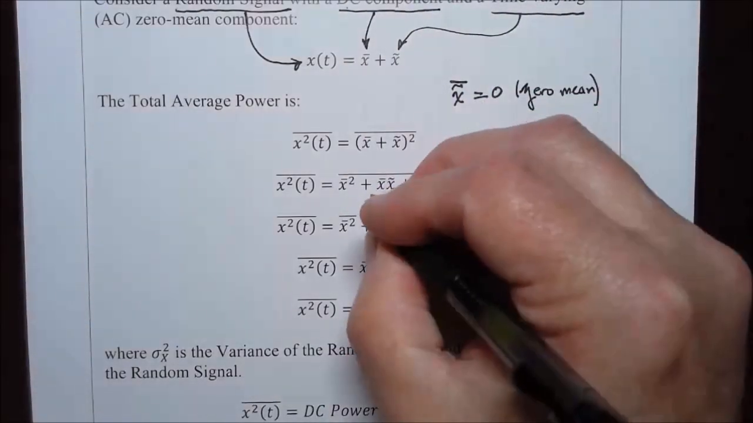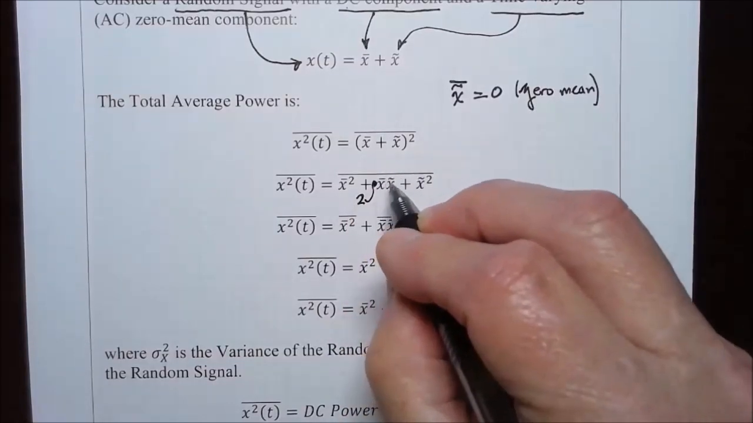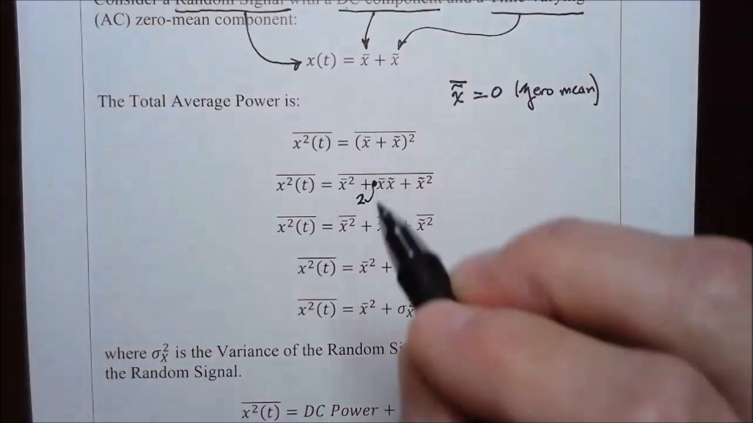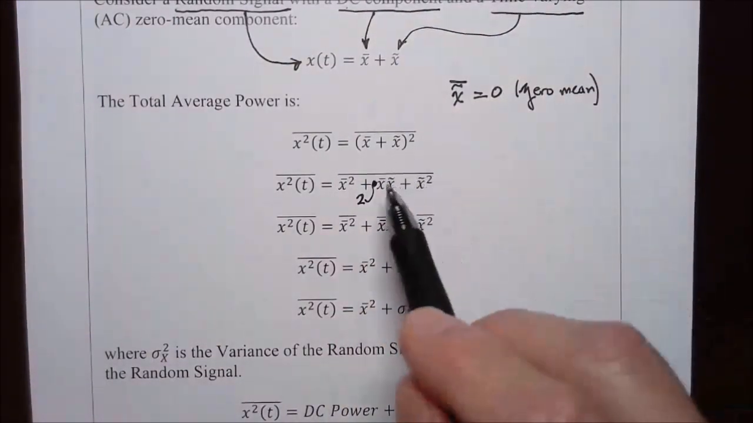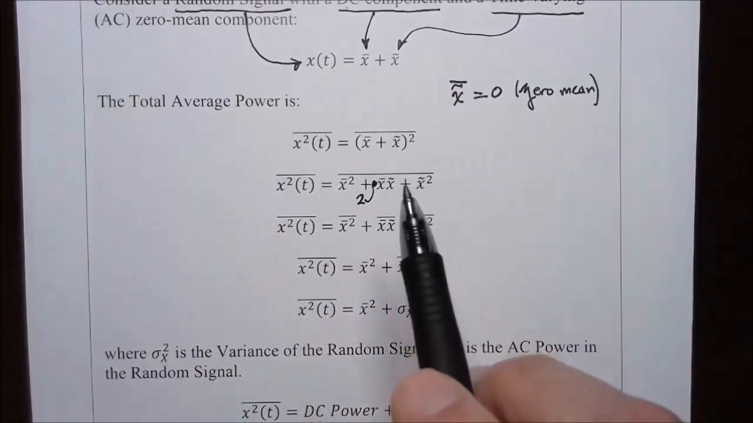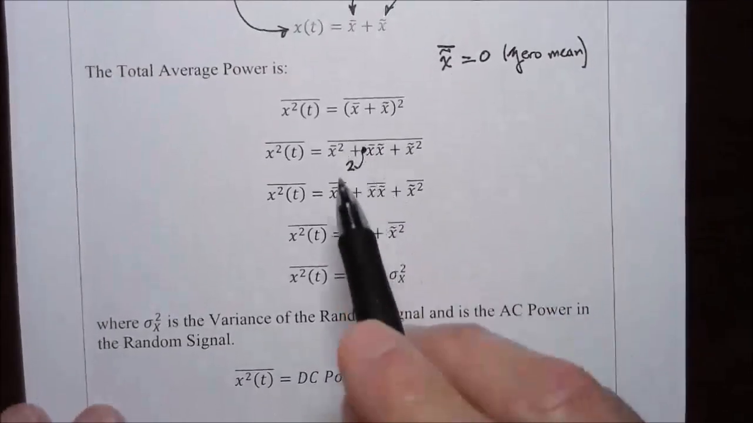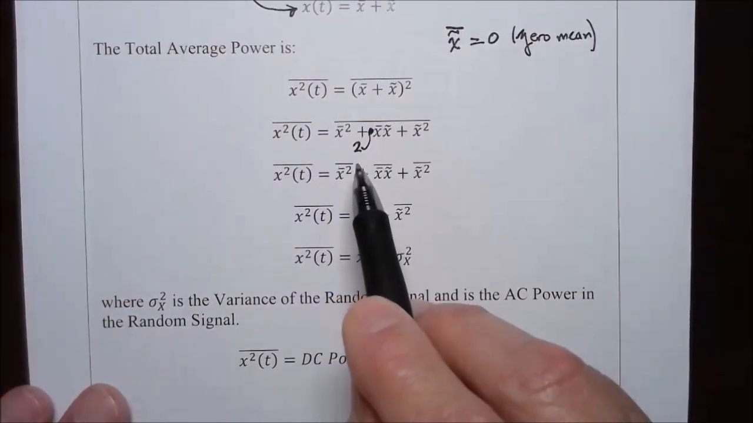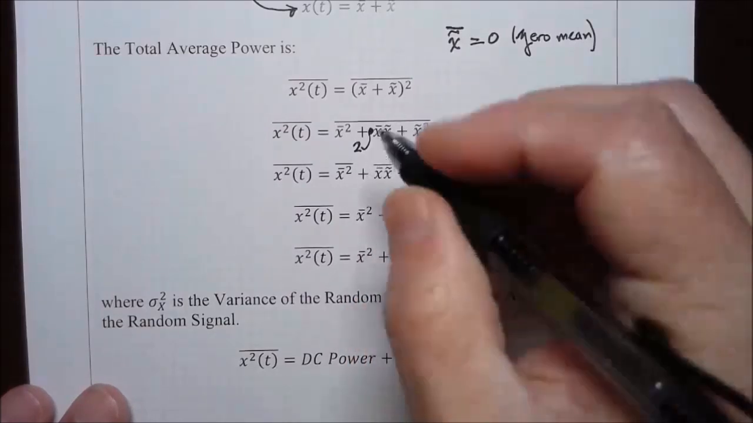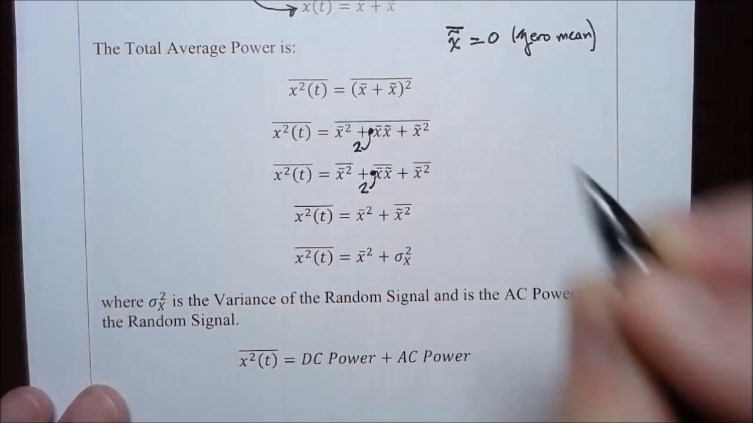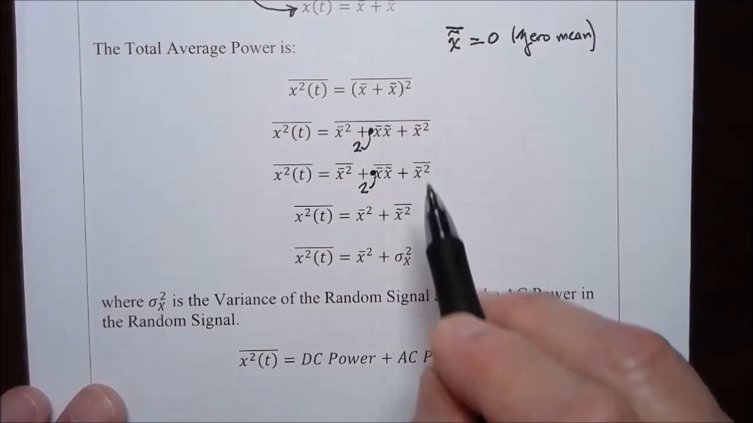This should have a 2 right here: 2 times x bar times x squiggle. It doesn't matter because it's going to time average to 0. Plus x with the squiggle squared. And the time averaging is an integral process which we can break up into 3 integrals. So we're looking at x bar squared time averaged, plus x bar times x with the squiggle time averaged, and again we need a 2 in there, plus x with the squiggle squared time averaged.